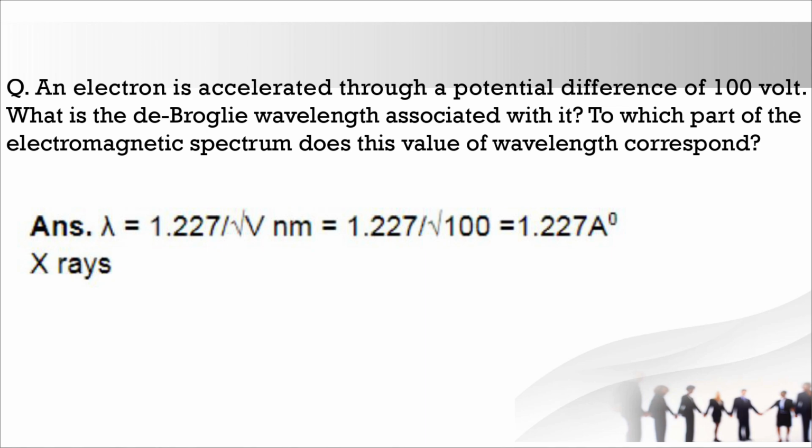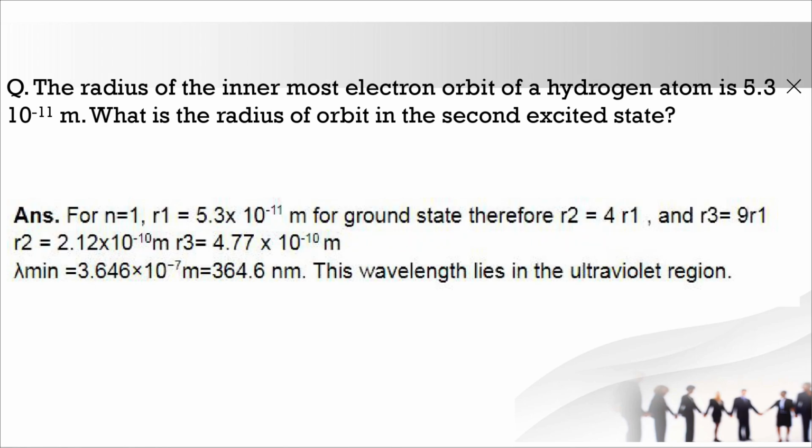An electron is accelerated through a potential difference of 100 volts. What is the de Broglie wavelength associated with it? To which part of the electromagnetic spectrum does this value of wavelength correspond? The radius of the innermost electron orbit of a hydrogen atom is 5.3 × 10^-11 meter.